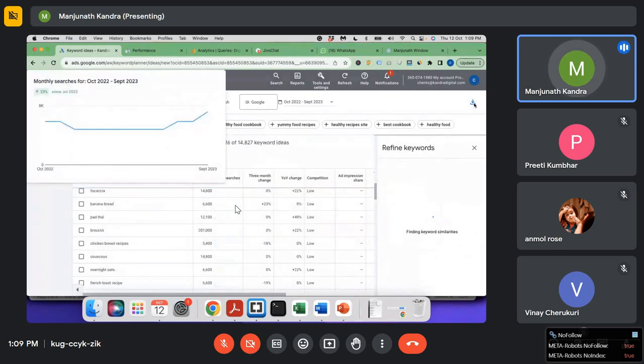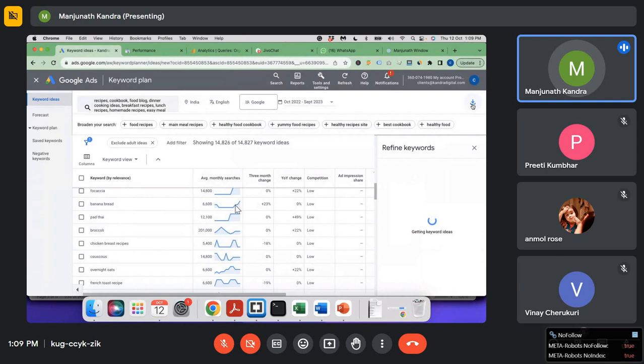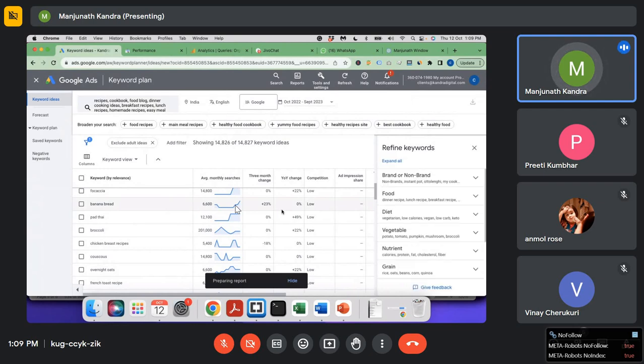So I can download all these keywords from here to an Excel sheet. Do you all see that? I can download it from here. So, download CSV file. Pitambar, I am going to send this to you. You can use it. It's my data over there. Okay. So I'll show you how the download looks.